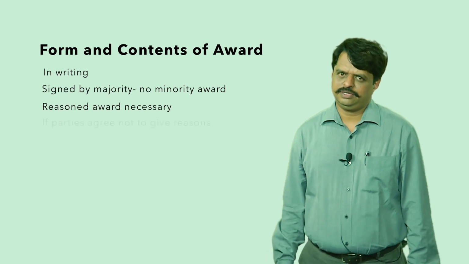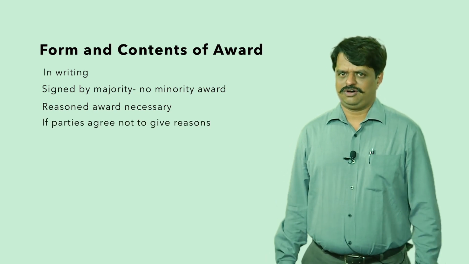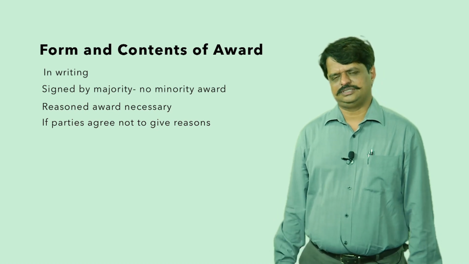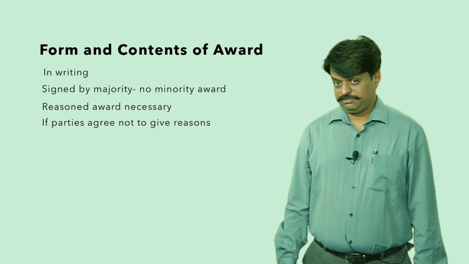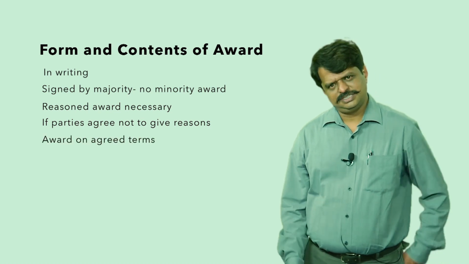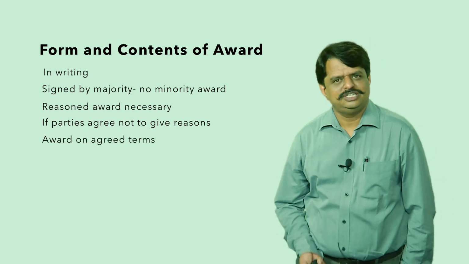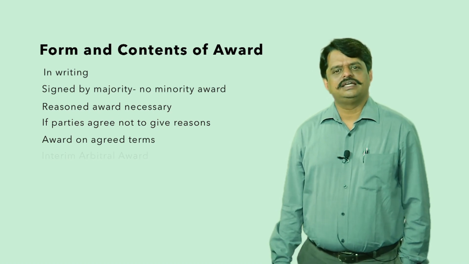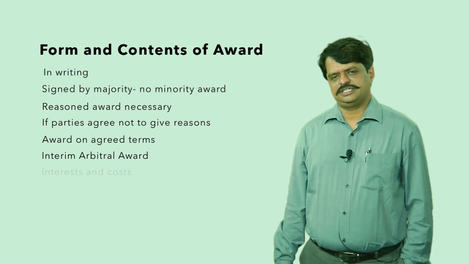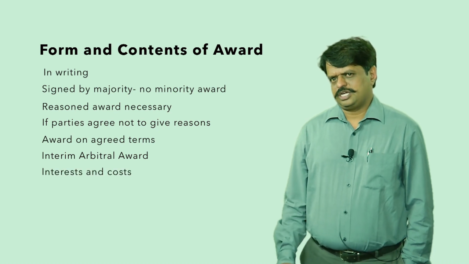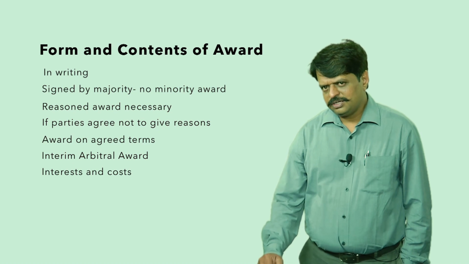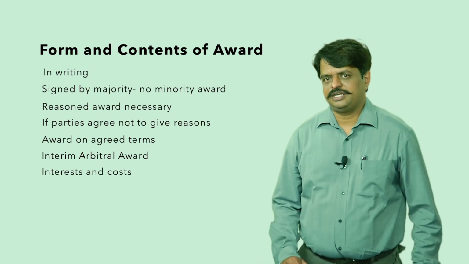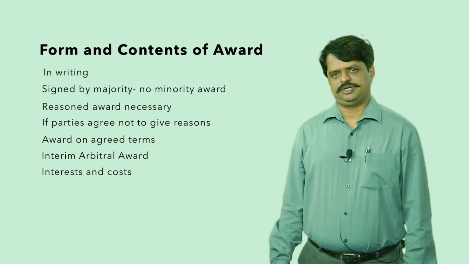Exception number one is if parties do not want reasons, they can authorize the arbitral tribunal not to give reasons, just give us the decision. And if there is a settlement during arbitration, then as it is not his decision, he would not be in a position to give any reasons for that. And if there is an interim arbitral award, there is interest and cost on the award. An interim arbitral award is an award where the rights of the parties are decided, but the dispute does not come to an end, and it will continue with other aspects of the dispute.